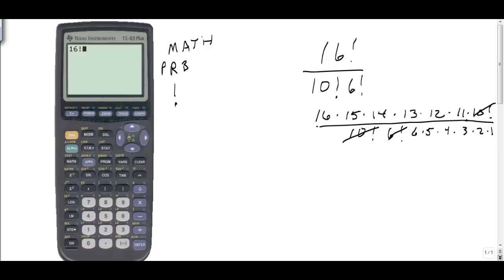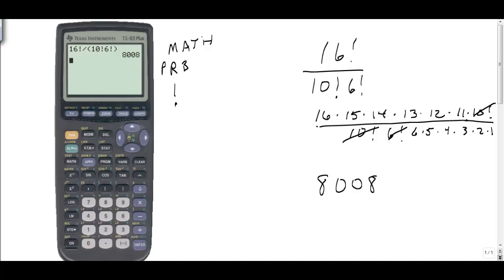All right, so let's say we're going to divide that by, and you have to use parentheses, otherwise you're going to get the wrong answer, 10, and then we're again going to hit math, PRB, and then down to the number 4, which is factorial, and then times 6, and the exact same thing again. Close the parentheses and hit enter, and our answer is 8008.